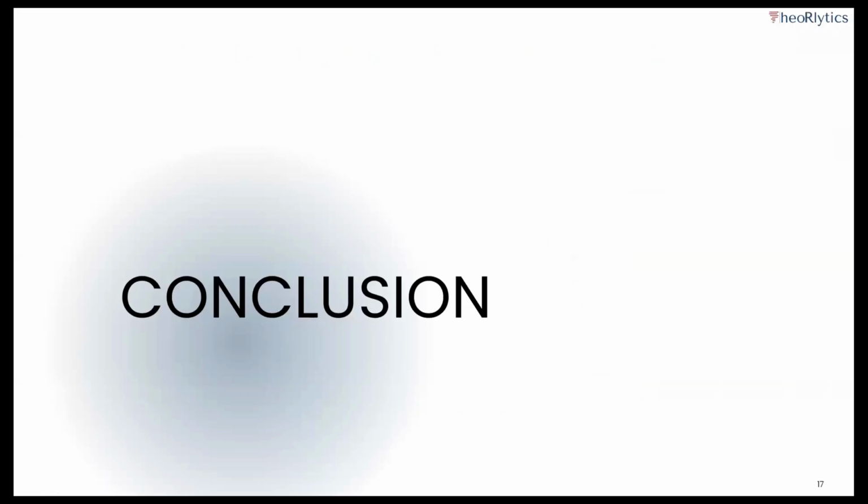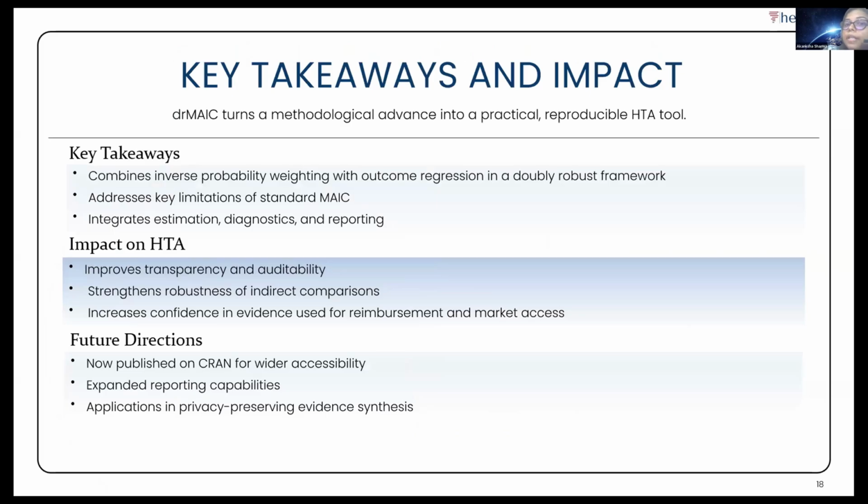That's the worked example. Now let's bring it all together. I will keep this to 3 quick sections. The key takeaways: drMAIC is a doubly robust framework that combines inverse probability weighting with outcome regression.